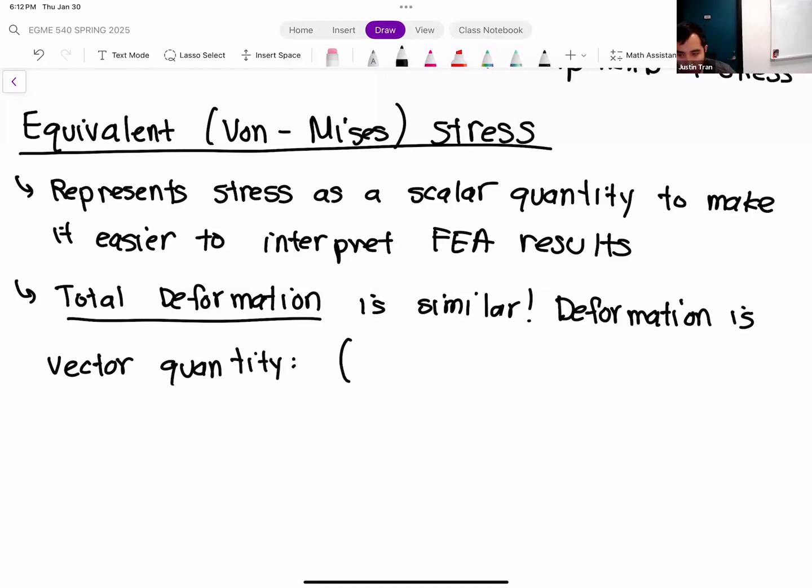Okay. And so at any given point, there are three components to the deformation: the x component, the y component, and the z component, right? And if you want, you can ask ANSYS to show you the individual components of deformation. So you can see which parts of my model are deforming in the x direction, which are deforming in the y direction, and how much deformation there is in the z direction. But a lot of times, especially when you're first looking at your FEA results, you want to find out how much total deformation there is, or what's the magnitude of deformation, right?